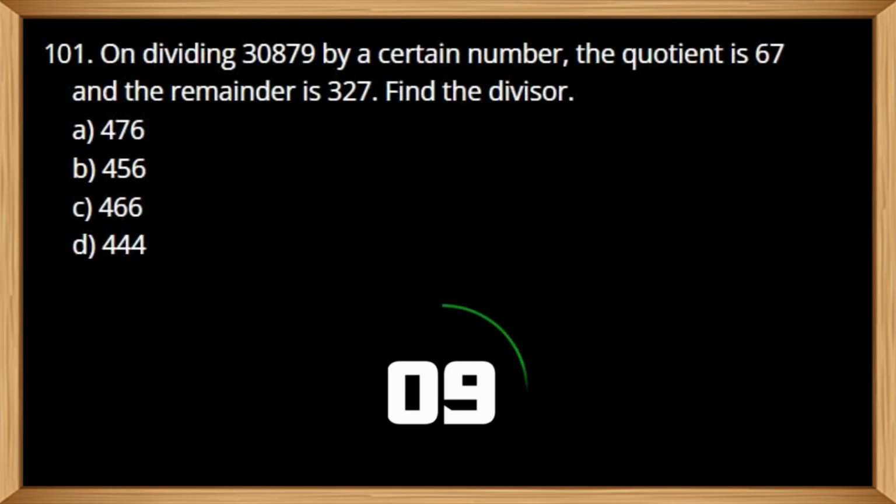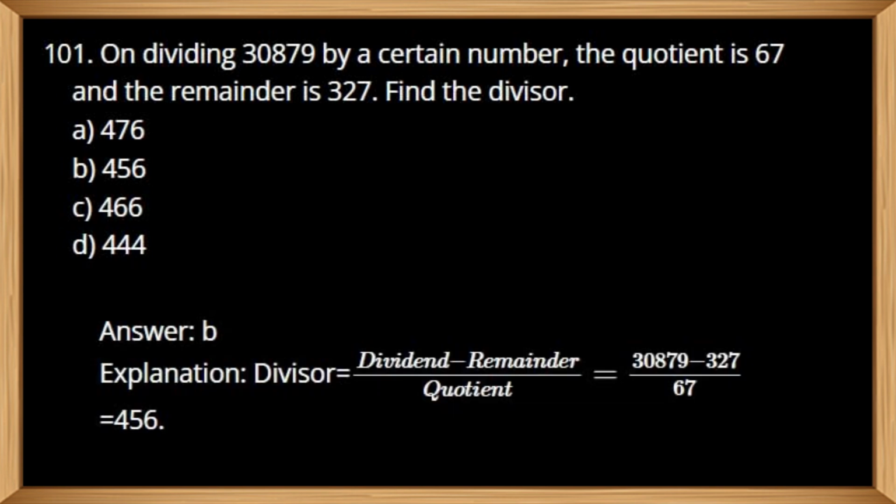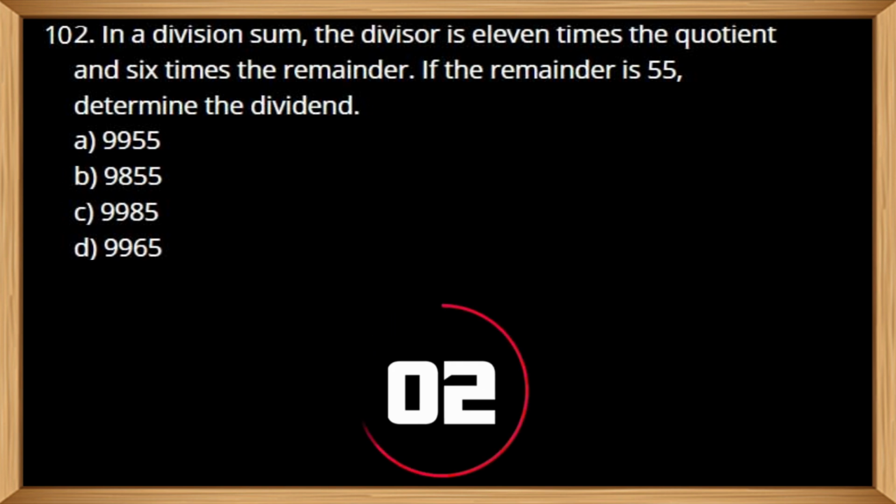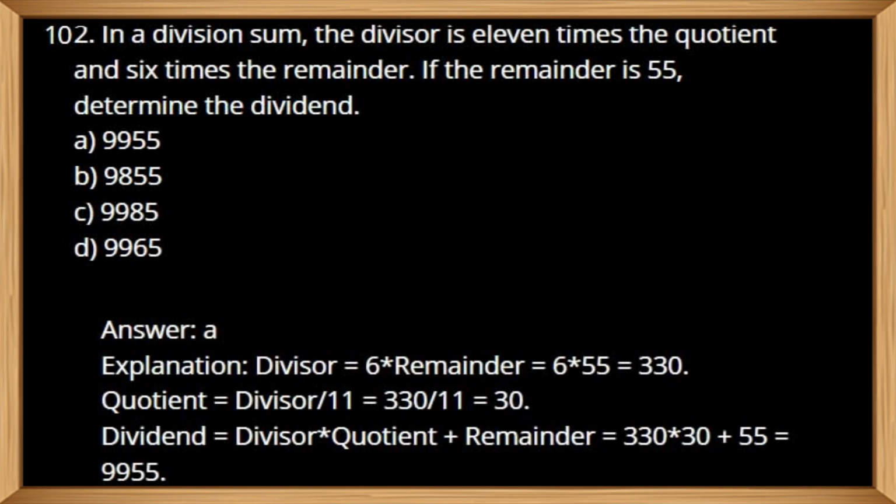On dividing 30879 by a certain number, the quotient is 67 and the remainder is 327. Find the divisor. B 456. In a division sum, the divisor is 11 times the quotient and 6 times the remainder. If the remainder is 55, determine the dividend. Option A 9955.